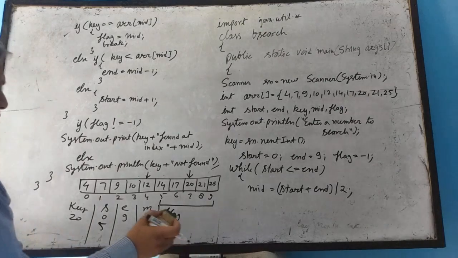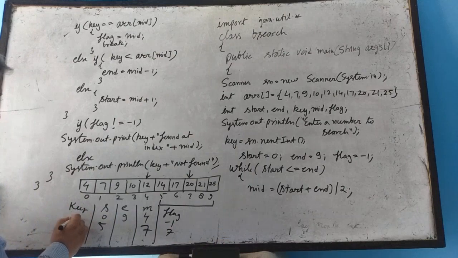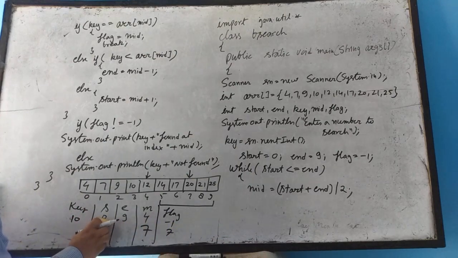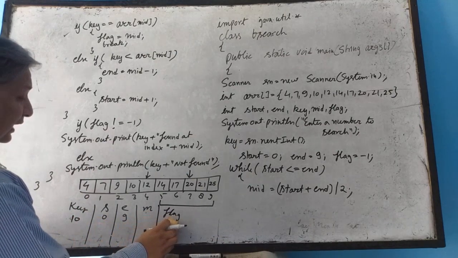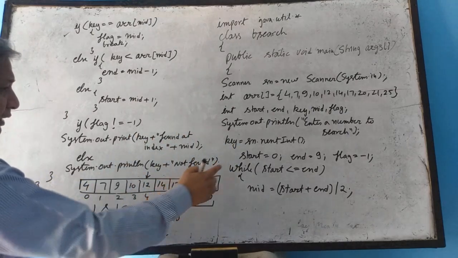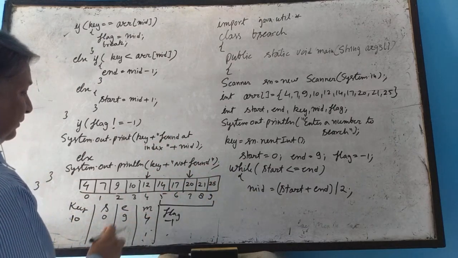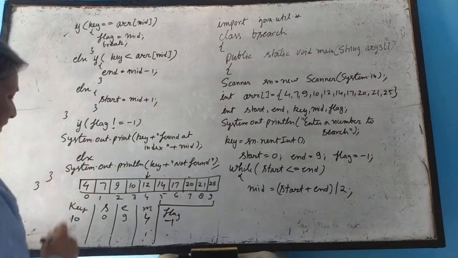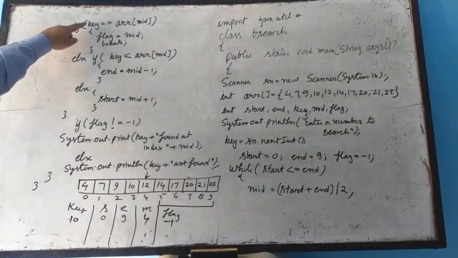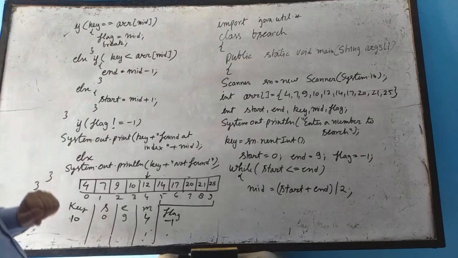Let's take one more example. Let's say the key is 10. We start with the beginning. Start equal to 0, end equal to 9. This condition is satisfied. Mid is 4, index number 4. 12 is present. 10 is equal to 12 false. 10 is less than 12 is true.